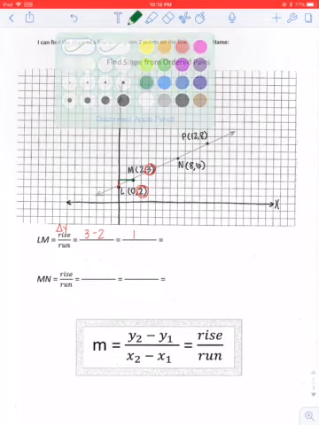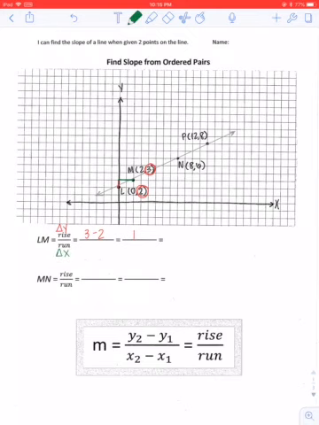Then when I'm finding the run, what I'm really looking for is the change in my x values. So once again, I'm looking at my x values this time, 2 and 0. And to find the change, when I go from 0 to 2, I'm going to find the difference between those 2. So 2 minus 0, giving me 2. Well, now I have my rise over my run from those 2 points. We just confirmed it with the grid lines, but I found my rise over my run or my slope to be 1/2 using those coordinates.